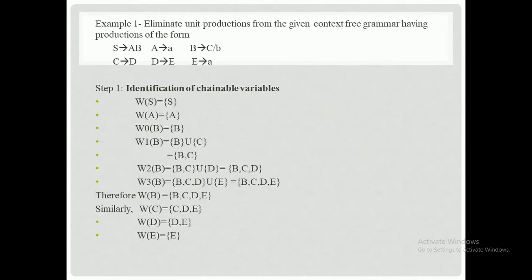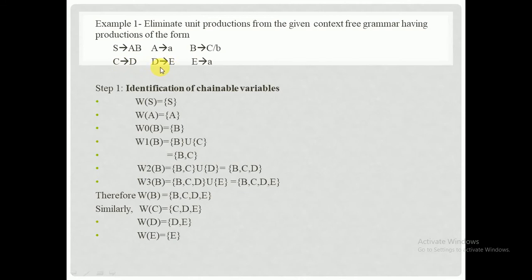Example 1. In this example, eliminate unit productions from the given context-free grammar having the productions of the form: S goes to AB, A goes to small a, B goes to capital C or small b, C goes to D, D goes to E, and E goes to A. As you can see, the actual chain starts from B because B goes to C, C goes to D, and D goes to E. So you have a chain in these three productions only, that is production number 1, production number 2, and production number 3. Now you have to eliminate this chain.